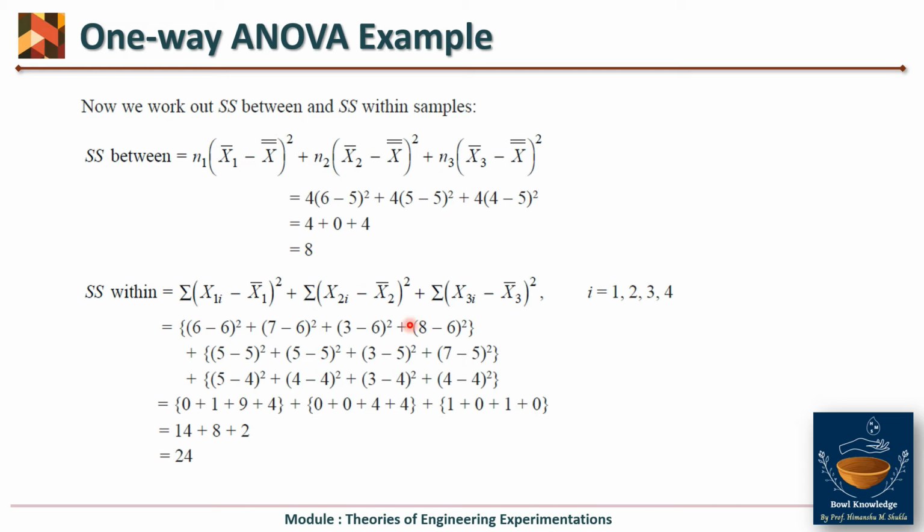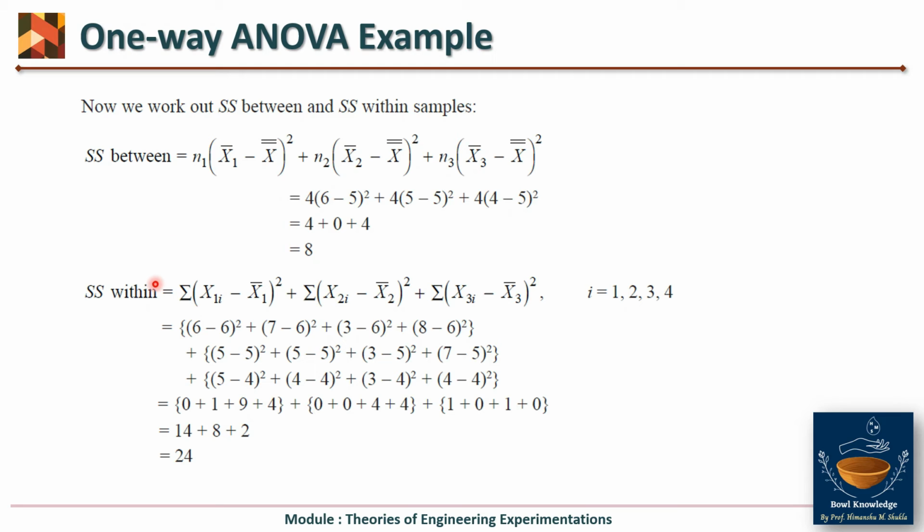You know the formula for SS between: for every sample, take the sample size and the square of the deviation of the sample mean from the grand mean, as we are taking SS between. So each sample's mean and its distance from the grand mean. You will get such an equation, and what is your SS between? It comes out to be 8 by simplifying this equation.